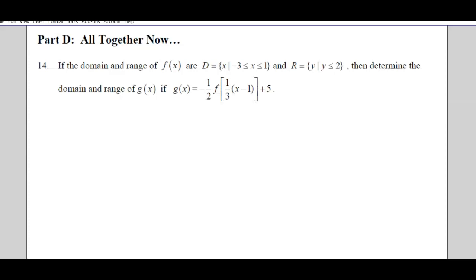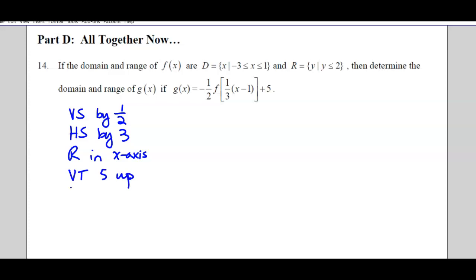So I'm going to write out the transformations. So vertical stretch by 1/2, horizontal stretch by 3, reflection in, so y is changing sign, so in the x-axis, and then vertical translation 5 up, horizontal translation 1 right. Okay.